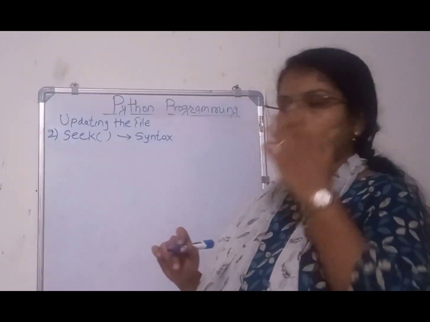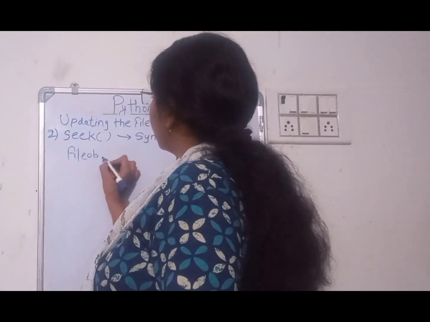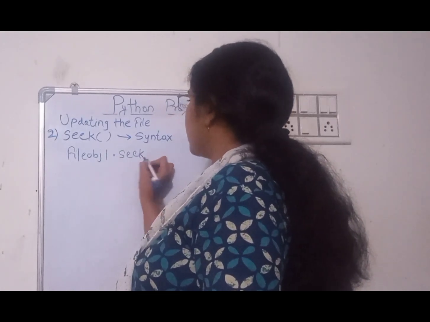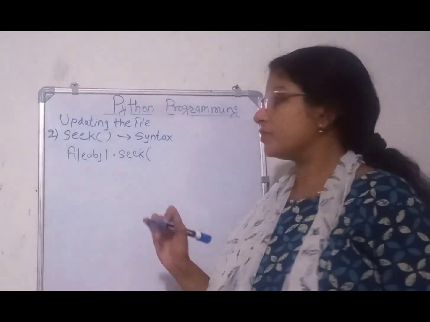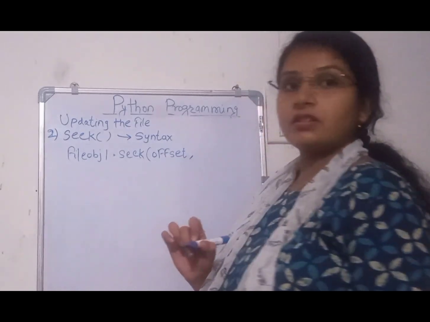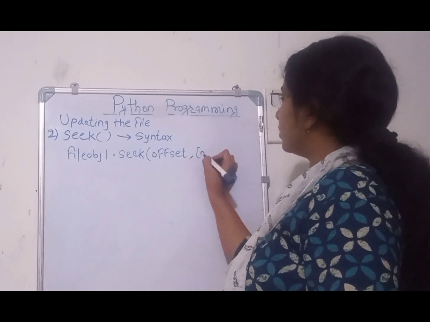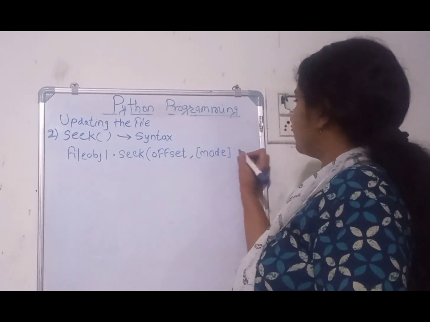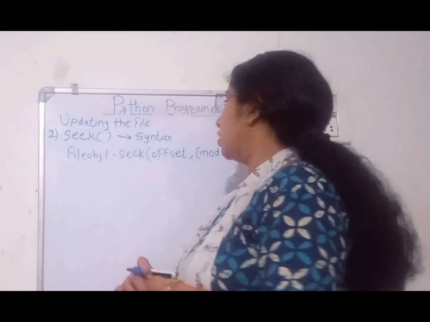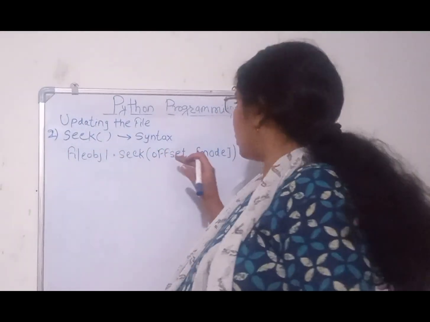Once you have created the file object, you write file object dot seek. Here we have some parameters. First is your offset value, and the second is optional, which is your mode. It is optional, but we will mention the mode to avoid confusion. So the syntax is file object dot seek, offset value and mode.